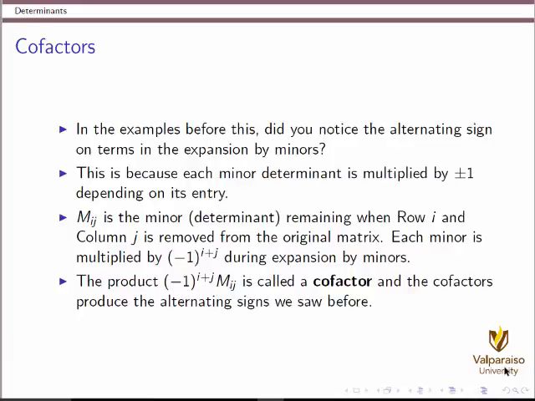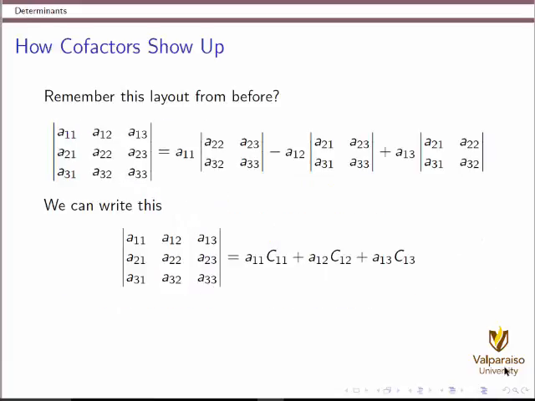The entry sits in row i, column j, and so the sum of i plus j goes on an exponent of minus 1. So minus 1 to the i plus j is multiplied by the front of those terms. We'll see this laid out in just a second. But the bottom line is that the 2 by 2 minor determinant multiplied by this either plus or minus 1, depending on the position, is called the cofactor for that entry. And those minus 1s with the exponent are what turn on the plus minus signs.